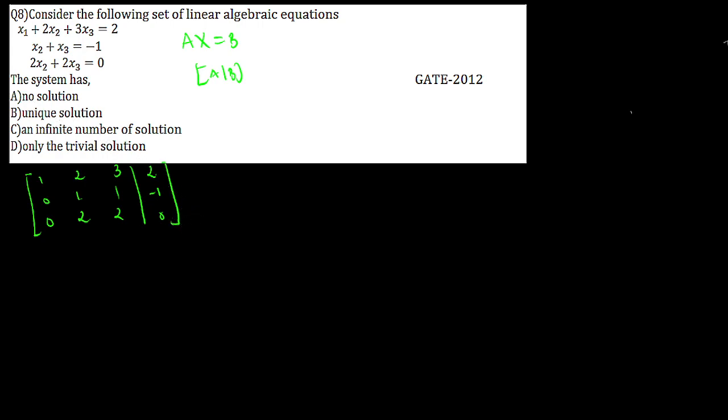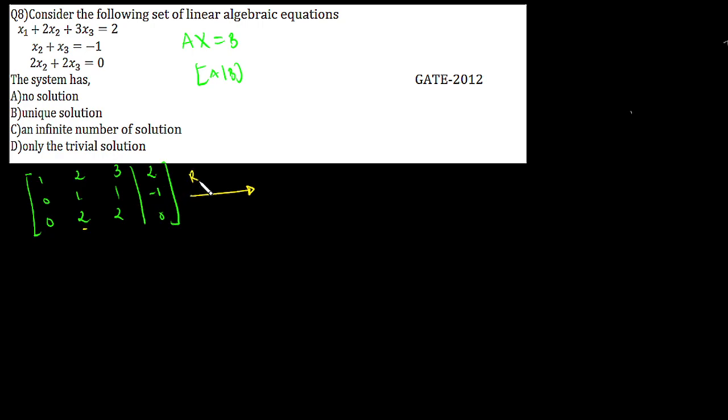Now to find the solution, to find the condition of solution we have to reduce this matrix into echelon form. So we just want to make this entry 0, because there are already two zeros present. If this 2 is reduced to 0, then our matrix is reduced into echelon form.